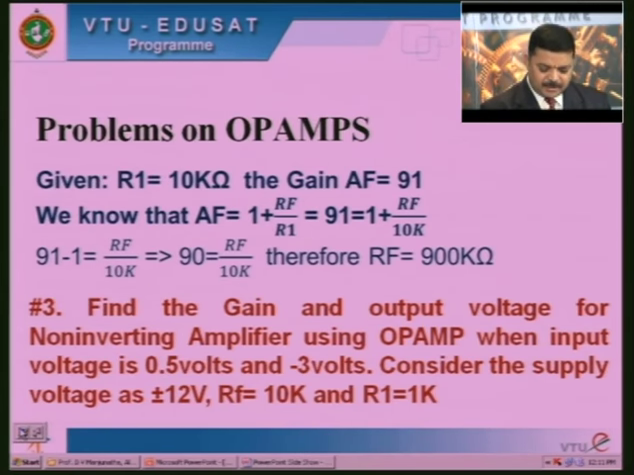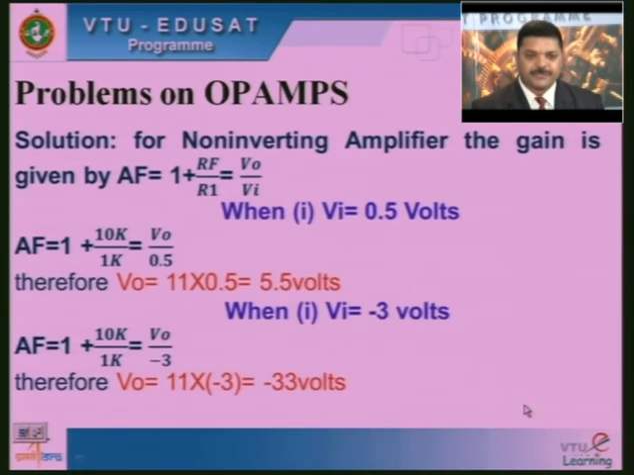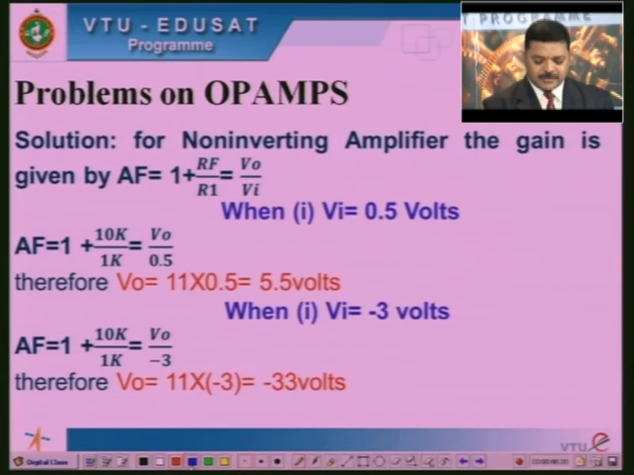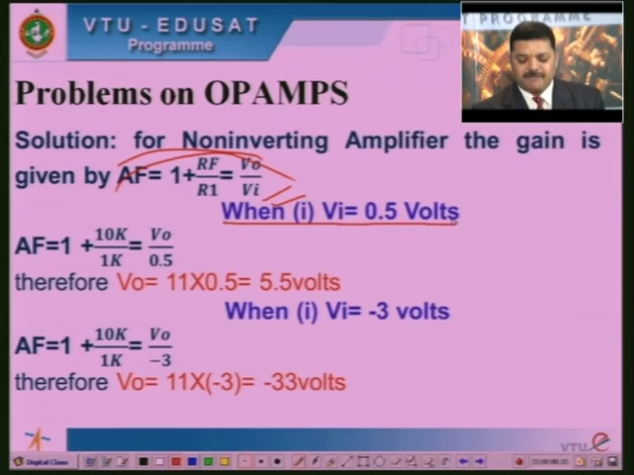So, let us see how to solve this problem. Now, solution. For a non-inverting amplifier, we all know that the gain is given by AF is equal to 1 plus RF by R1, which is equal to V0 by Vi. So, let us consider two cases, when Vi is equal to 0.5 volts.